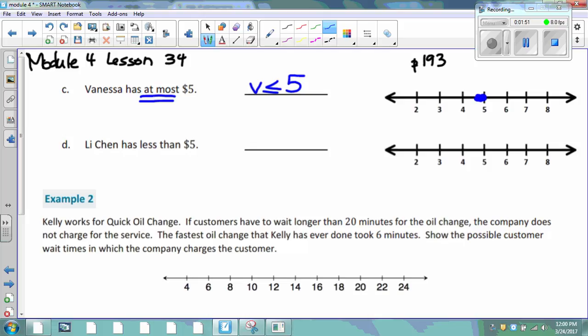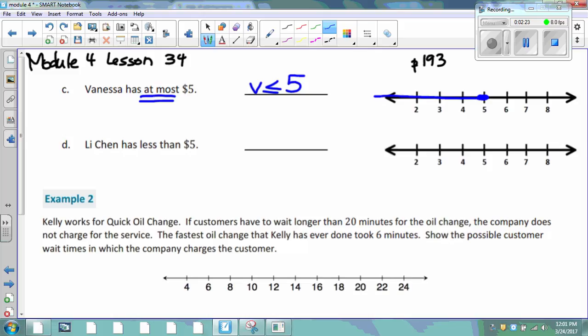Sorry, my board's not so aligned. We're going to draw a circle on 5, and then which direction am I going? Closer to 0 or away from 0? Closer to 0, because Vanessa either has $5 or she has less than $5. And let me erase this and draw this a little bit better. So we're going to put our circle here and do our line here. You want to make sure that this is colored in dark enough so that the people can see it, okay?